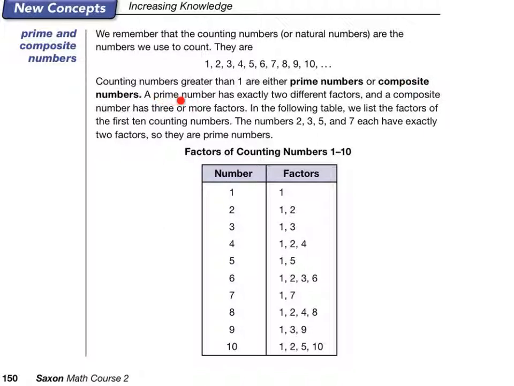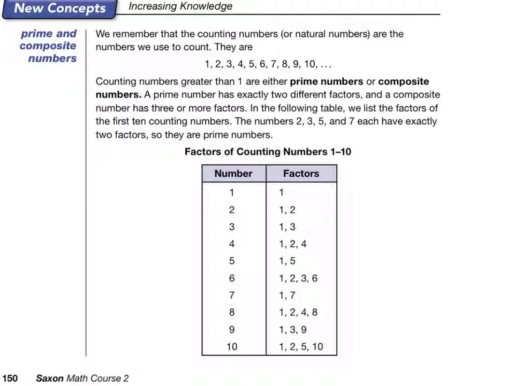A prime number, you want to write this down, a prime number has exactly two factors, 1 and itself. So write that down. A prime number has two factors, 1 and itself. And a composite number has 3 or more factors. Remember, factors are the numbers that multiply to get that number. In the following table, we have the factors of the first 10 counting numbers.